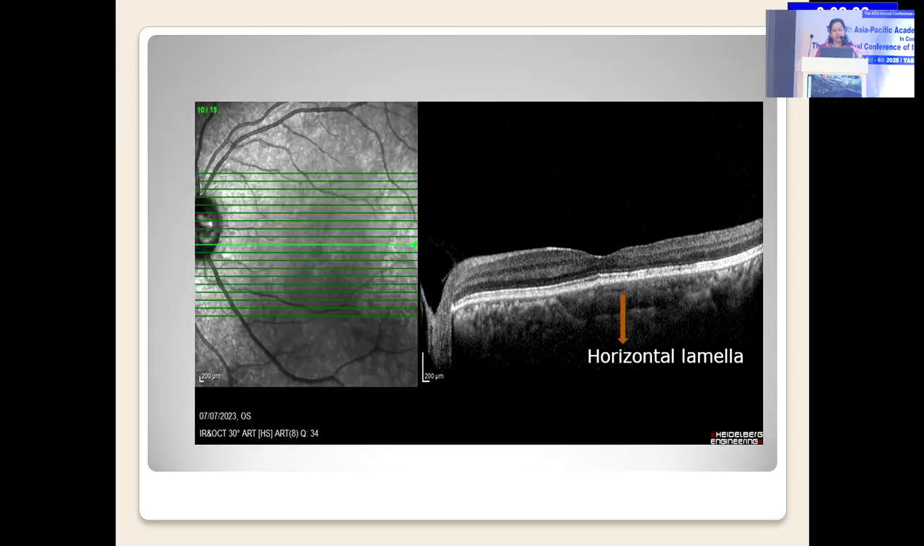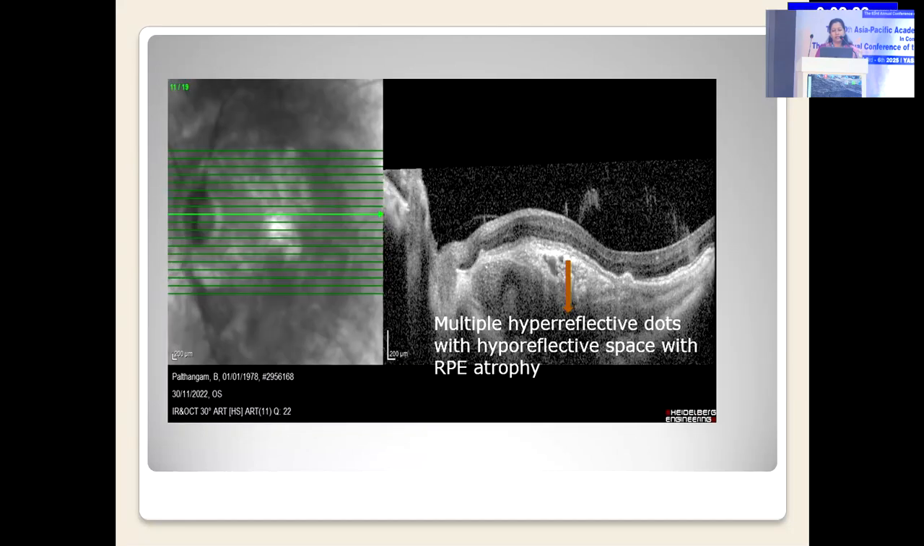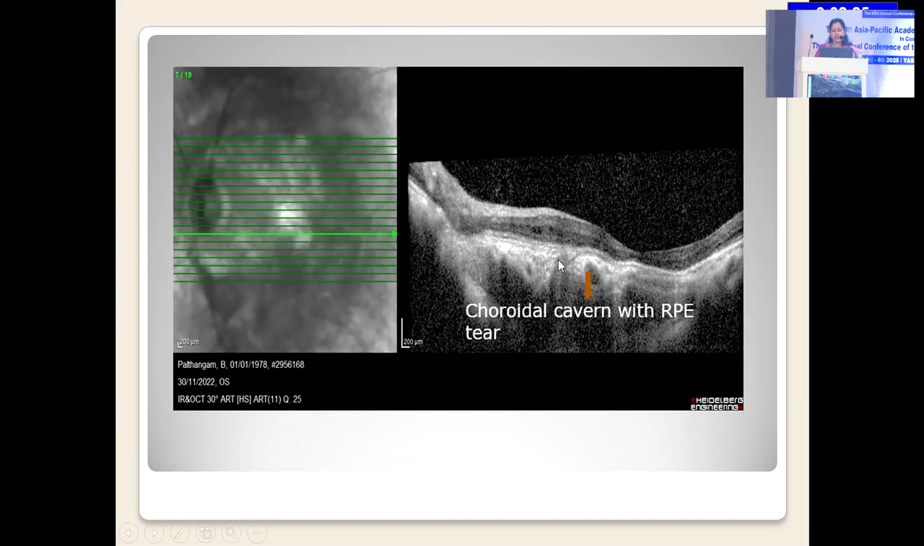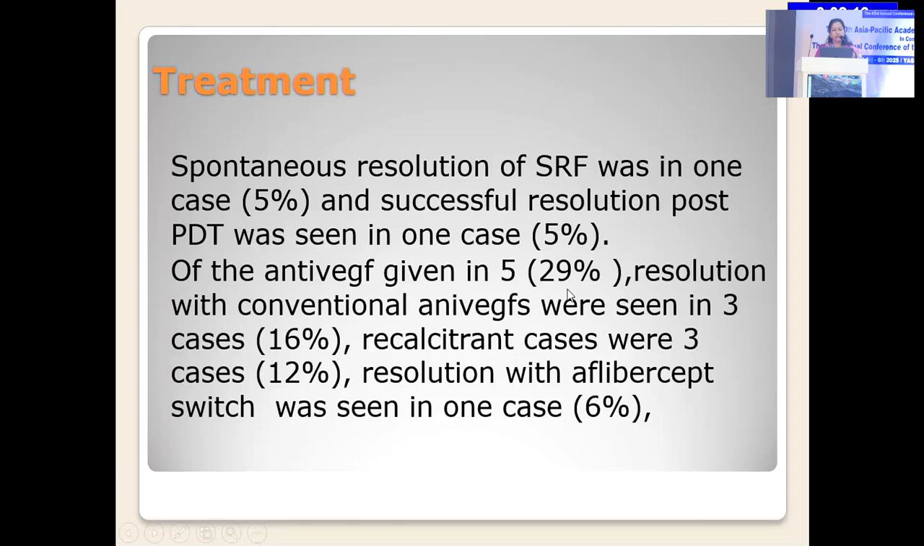So these are the OCT findings showing the choroidal occultation of fluid, multiple hyperreflective dots with hyporeflective spaces. It's a choroidal cavern with RPE atrophy. Treatment. The spontaneous resolution of SRF was seen in 1 case. Successful resolution post PDT was seen in 1 case.